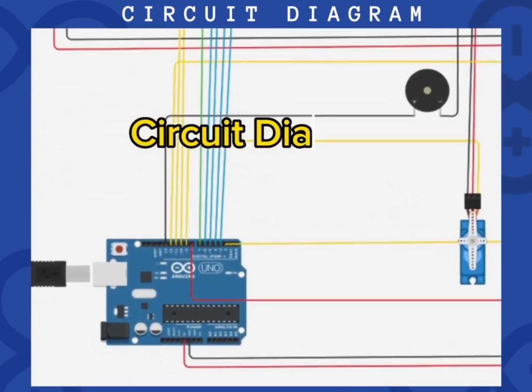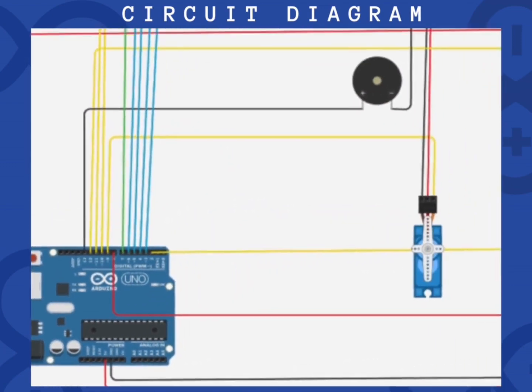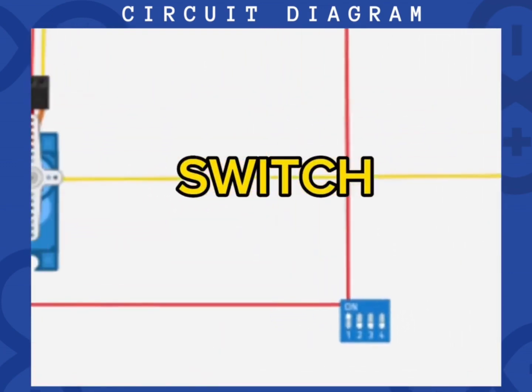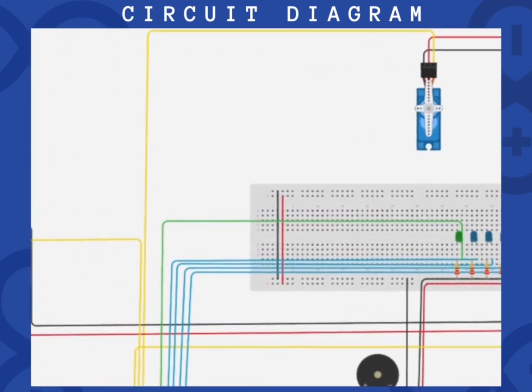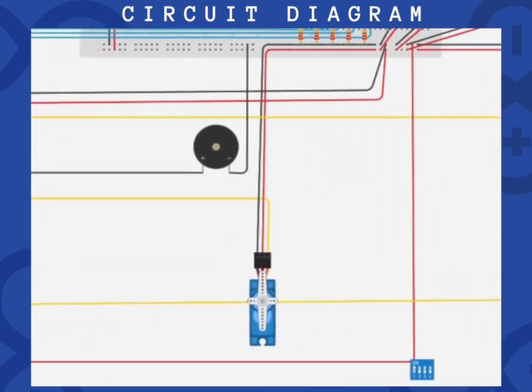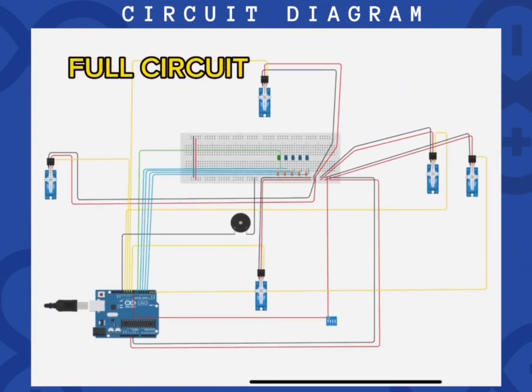Alright, next is the circuit diagram of our project, where we use Arduino Uno, switch, servo motor, buzzer, 5 LEDs and resistors, and all in all we use 5 servo motors to operate the folding machine. This is our full circuit.